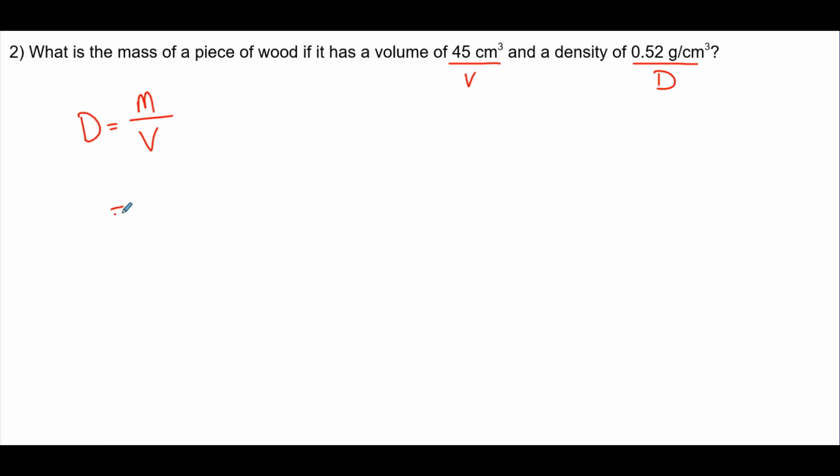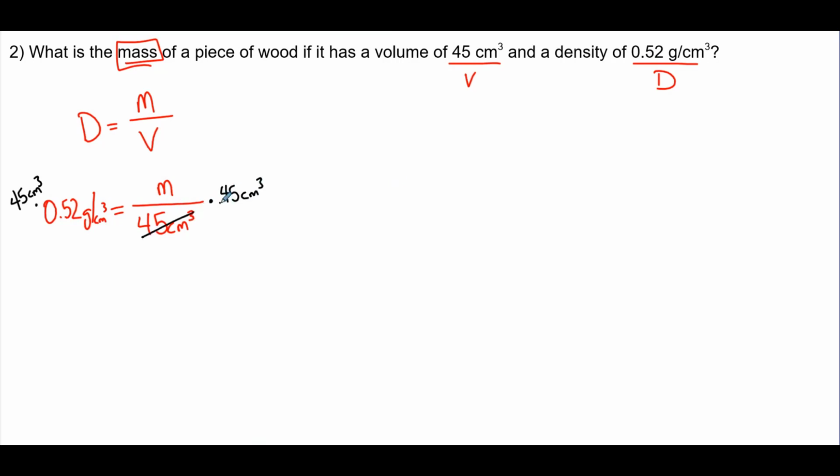So I'm going to plug in my numbers. I know that the volume is 45 centimeters cubed, and I know that I'm wanting to figure out the mass, and so that goes back over here. And then I'll put the density over here as 0.52 grams per centimeter cubed. Now, because I'm trying to solve for mass and I have 45 over here, the next step is to multiply the 45 to both sides.